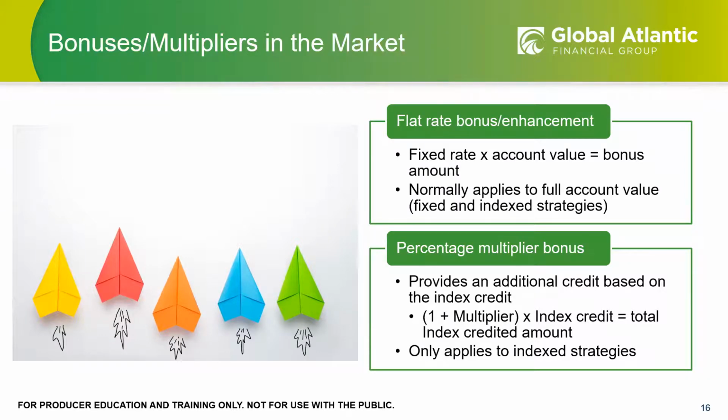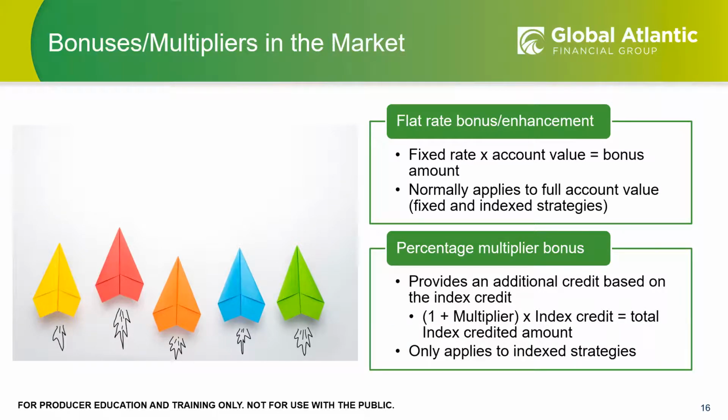These vary. Ours starts at the beginning of the 6th year. A lot of carriers start them at the beginning of the 11th year. And it normally applies to the full account value, both the fixed and the index strategies. These are built into the core product. It's not an additional asset-based charge. It's just a function of the product. These are nice because even when your index return is 0, you're still getting an additional enhancement because you're taking that flat percentage multiplied by the account value. So these are a nice enhancement, a nice benefit within a contract.